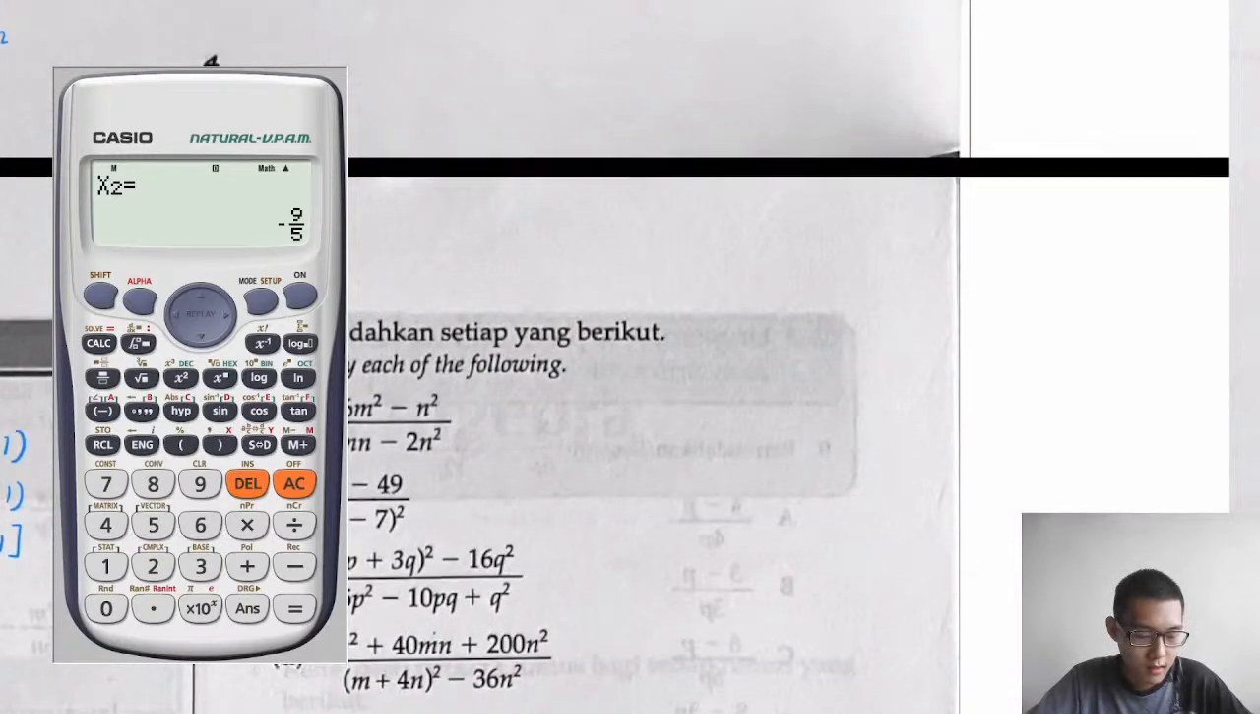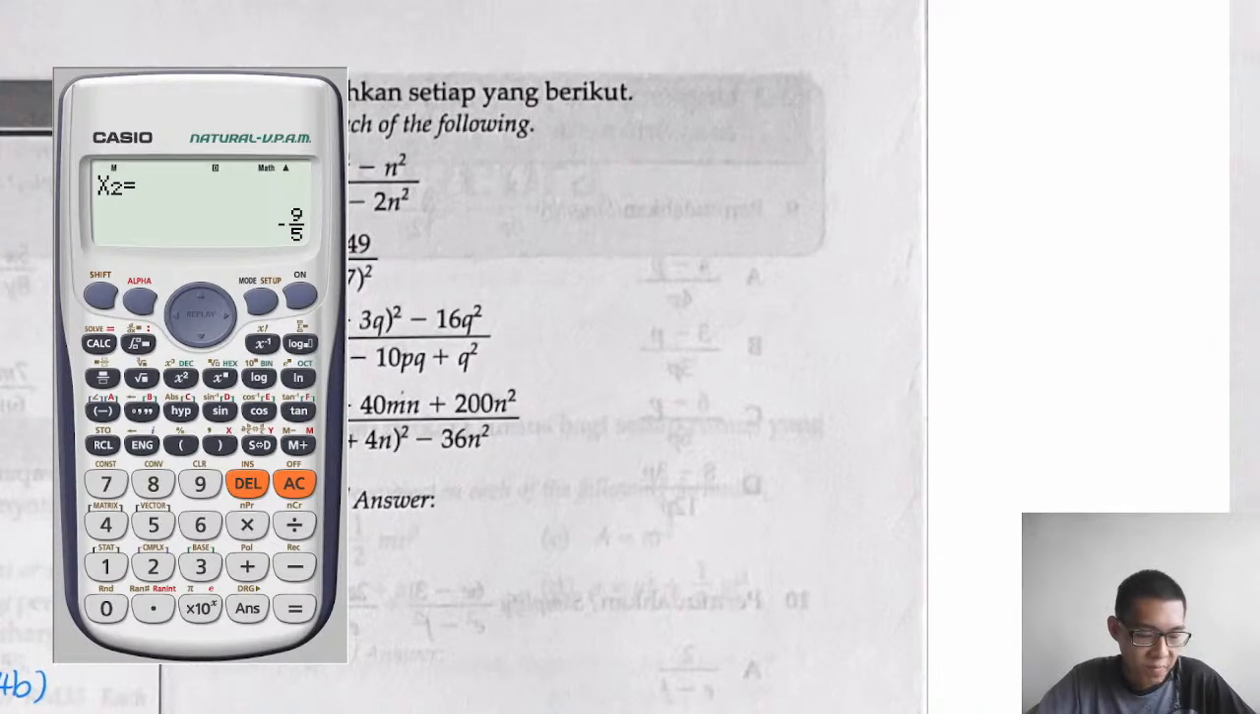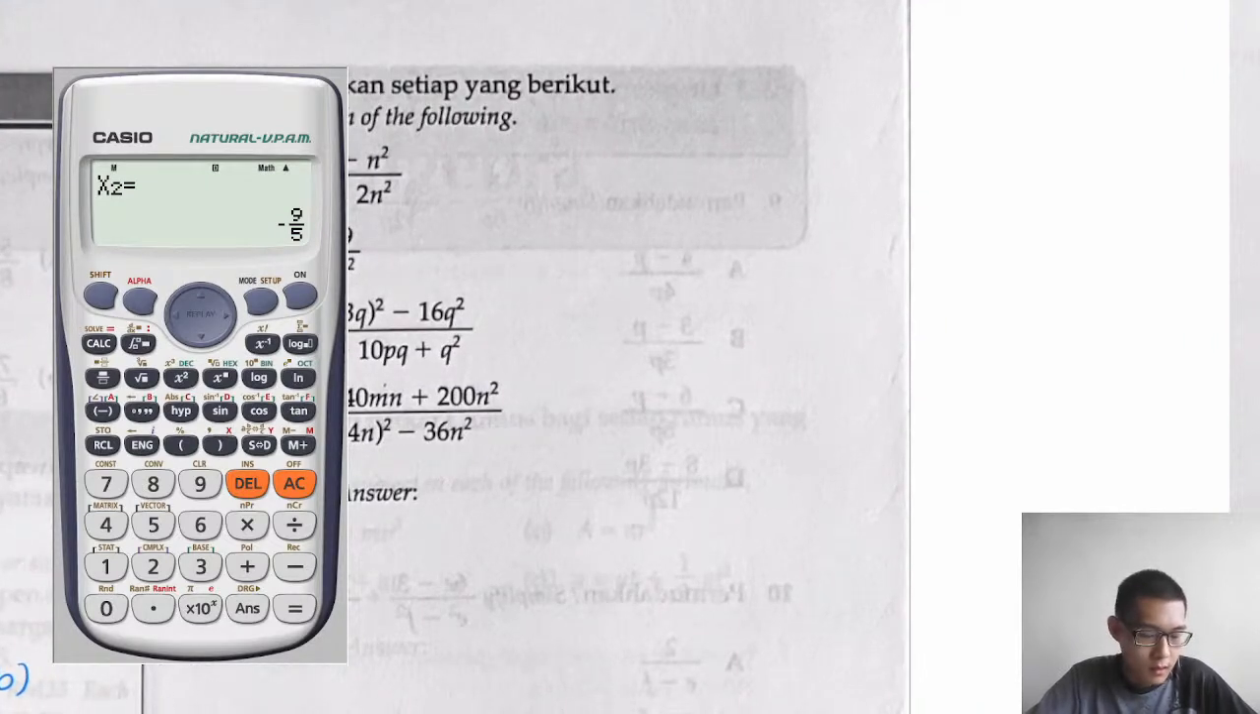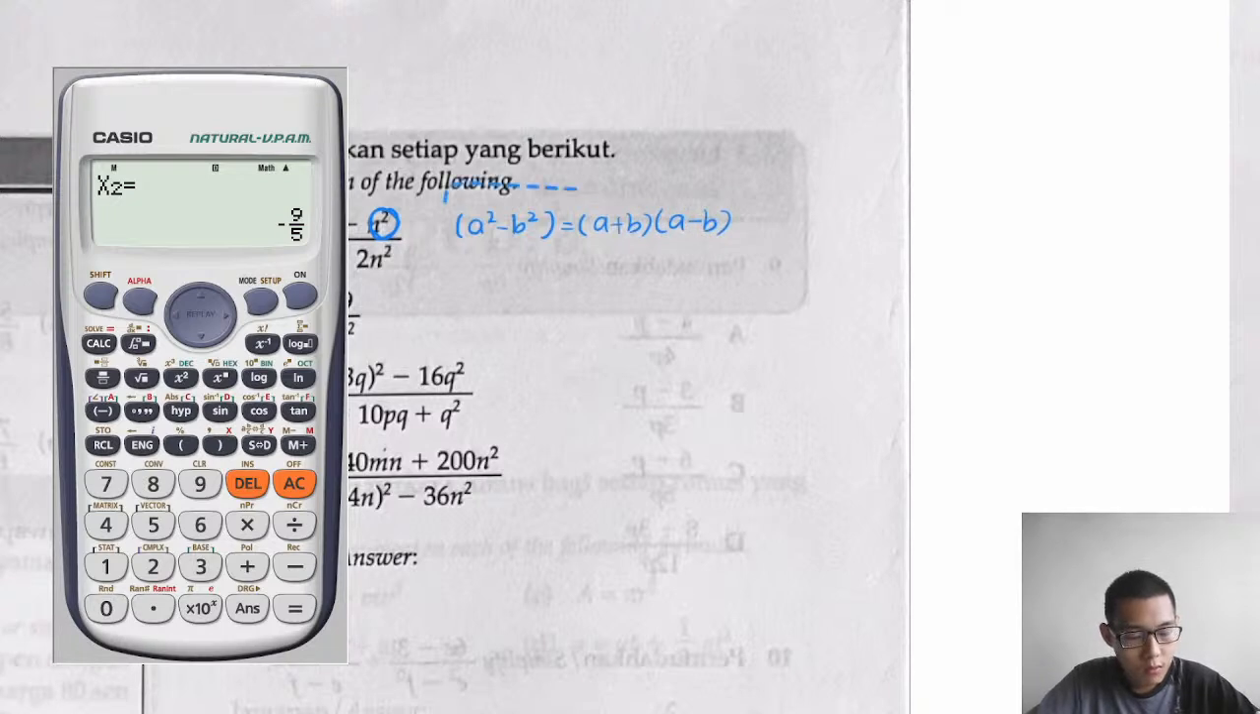Okay. So 7. Simplify each of the following. Okay, so here you can see both are power of 2. So here also power of 2. That means it follows a square minus b square. So we use a plus b, a minus b. So we'll use this one.